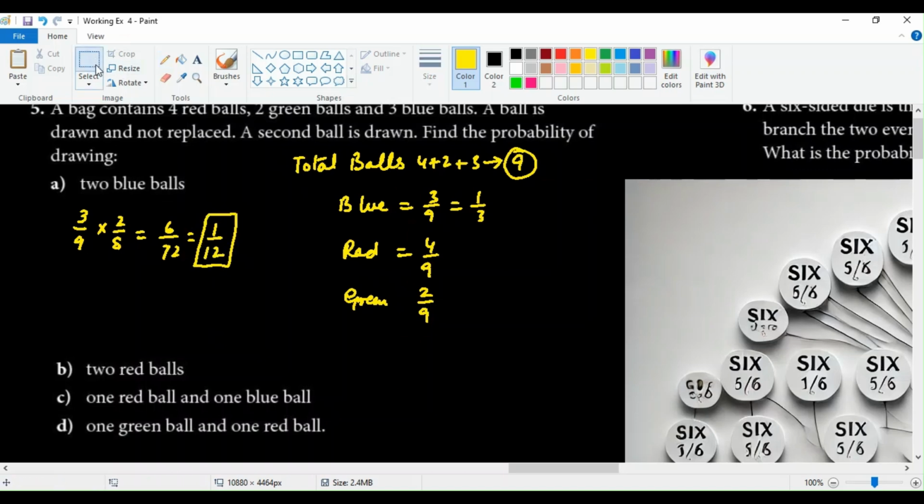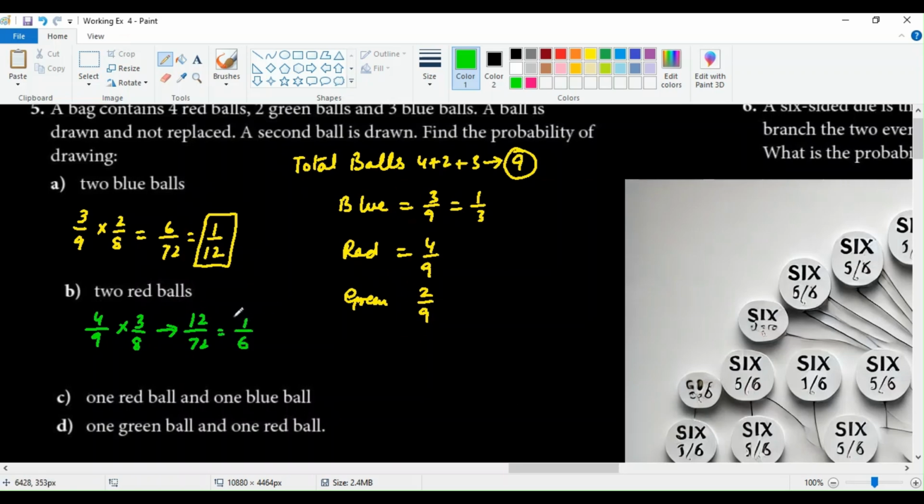Next comes 2 red balls. I'll bring it a little up here. It is going to be 4 over 9 multiplied by 3 over 8. It's going to be 12 over 72, which is going to be 1 over 6. This is the answer for this question.